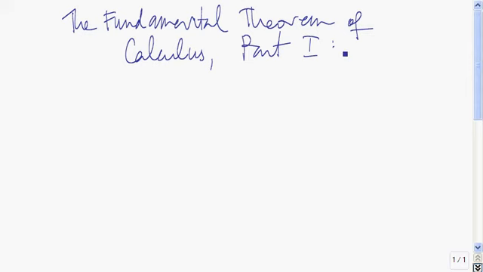So remember that up until now, in order to evaluate a definite integral, we had to form the Riemann sum and then take the limit as n approaches infinity of that Riemann sum. Well, thanks to Newton et al. and the Fundamental Theorem of Calculus, we no longer have to do that.